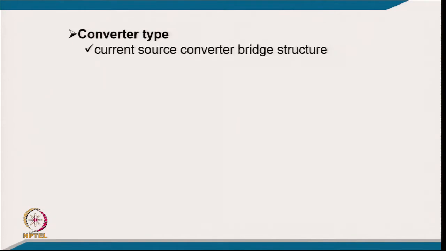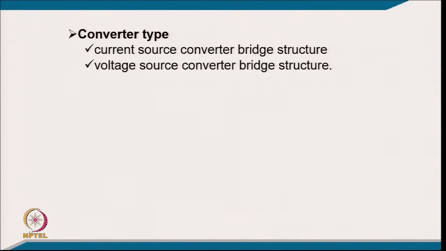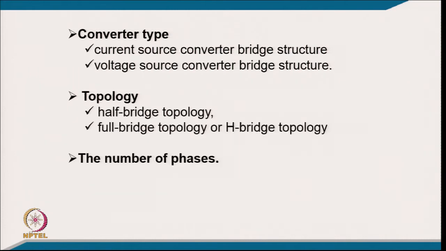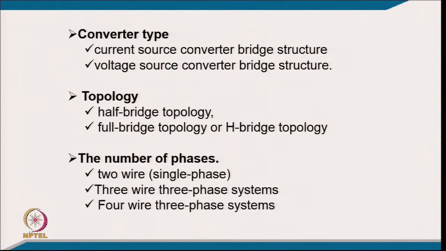We classify based on the converter type: we may use a current source converter with the bridge structure, or we can use the voltage source converter. In the topology we can have a half bridge topology or full bridge topology, or maybe H bridge topology in the case of 3-phase. Then another classification is on the basis of the number of phases. So, it can be a 2-wire single phase system, or a 3-wire 3-phase system, or a 4-wire 3-phase system.